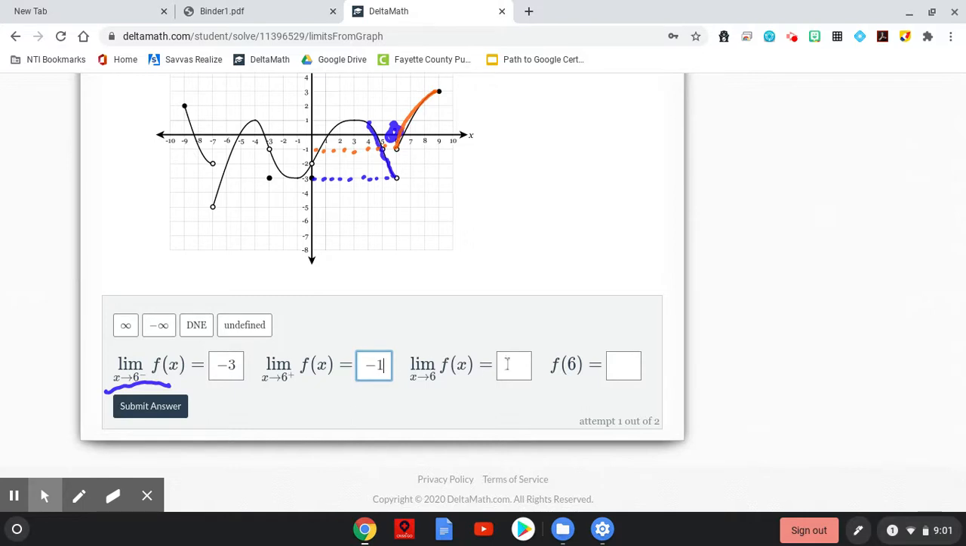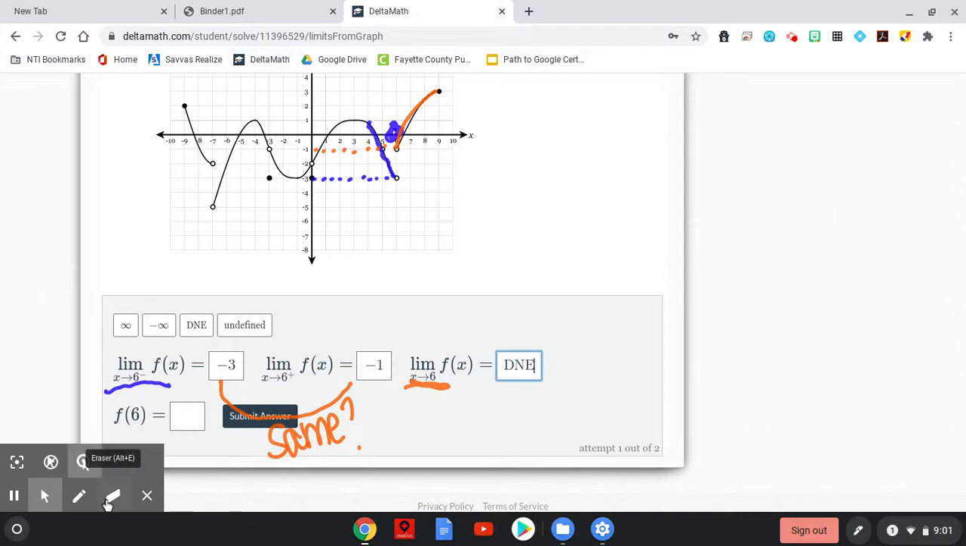And then the limit as x approaches 6. So this notation right here, once again, that's where you have to compare to see if the limit from the left and the limit from the right, are those the same number? If they are the same, then that number is the limit. But if they're not the same, we'll say that the limit does not exist.